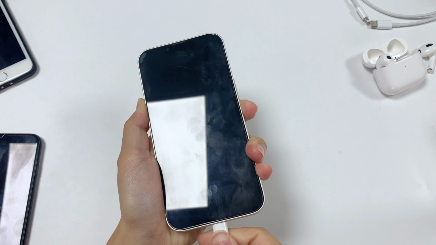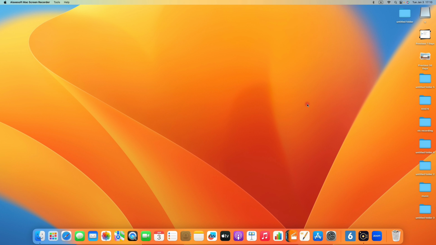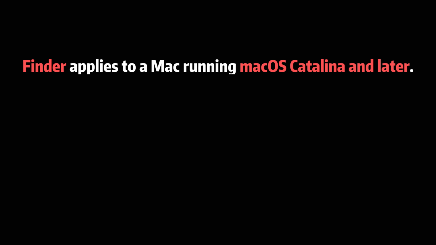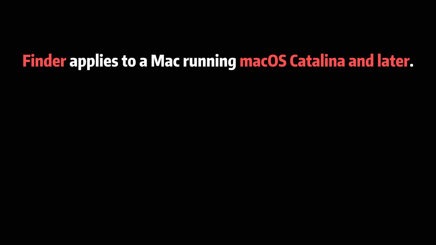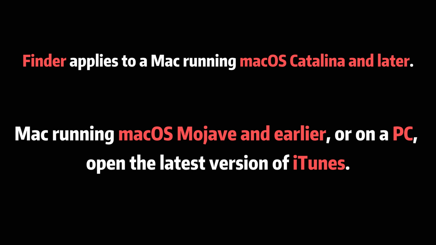Apple has provided a solution for forgotten iPhone passcodes with its recovery mode feature. Connecting your device to a computer and launching iTunes or Finder can reset the iPhone to factory settings and remove the passcode. Finder applies to a Mac running macOS Catalina and later. On a Mac running macOS Mojave and earlier, or on a PC, open the latest version of iTunes. Whichever program you choose, putting your iPhone into recovery mode can help you bypass a forgotten passcode.